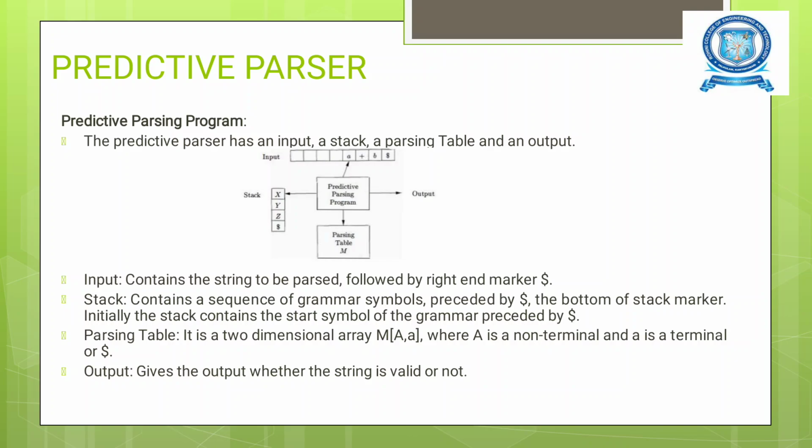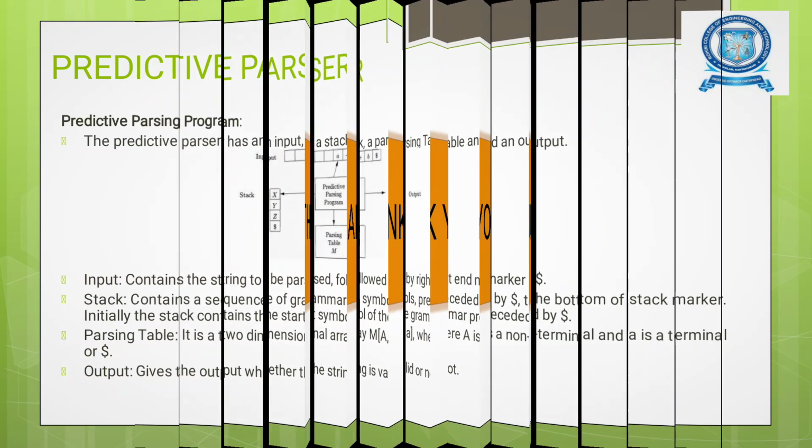and move to the construction of the parsing table. The input is the string to be parsed, followed by the right end marker $. That means the string to be parsed ends with $. Then the stack: initially the stack has the starting symbol of the grammar with the $ symbol. The parsing table is a two-dimensional array M[A, a], where A is a non-terminal and a is a terminal or $. The output tells whether the string is valid or not. Thank you.